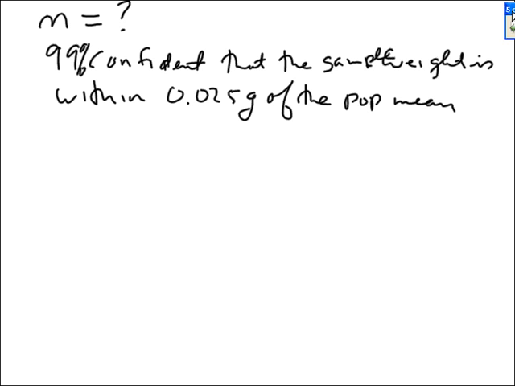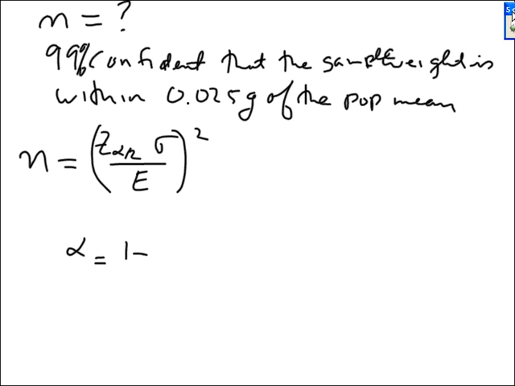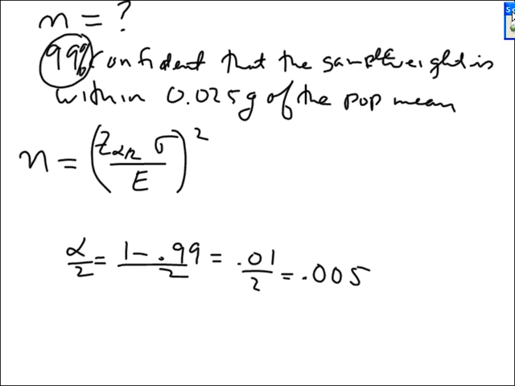And the formula is straightforward. N is equal to Z sub alpha over 2 times sigma over E, and you need to square this. Well, what is alpha over 2? Alpha is 1 minus 0.99, which leaves us with 0.01, a penny. Divide by 2, and now you have half a penny, 0.005. And like before, that corresponds to 2.575. So Z sub alpha over 2 is 2.575, times sigma.